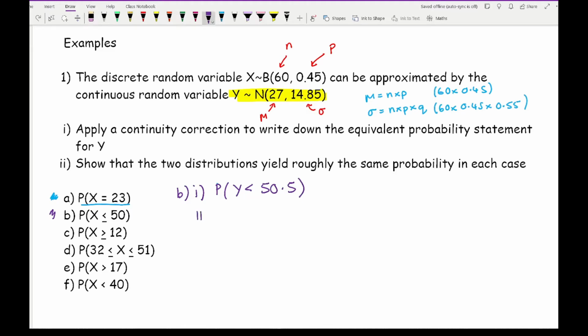Then for 2, what we need to do is work out the actual probability. So again, for the binomial, we've got parameters of 60 and 0.45, and what I want to work out is the probability that x is less than or equal to 50.